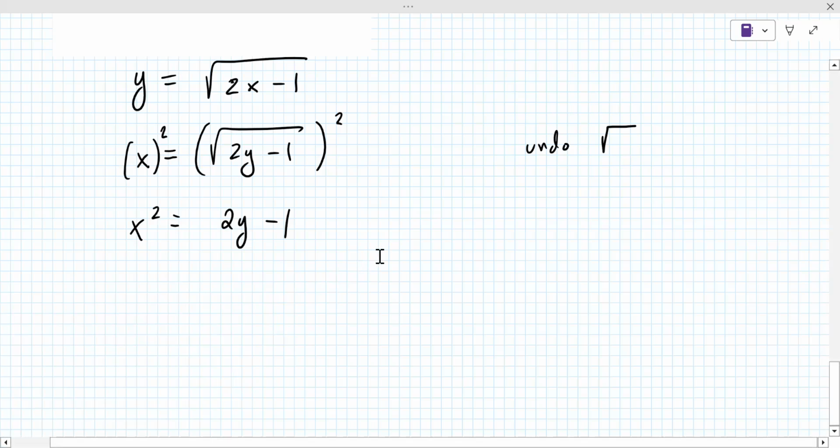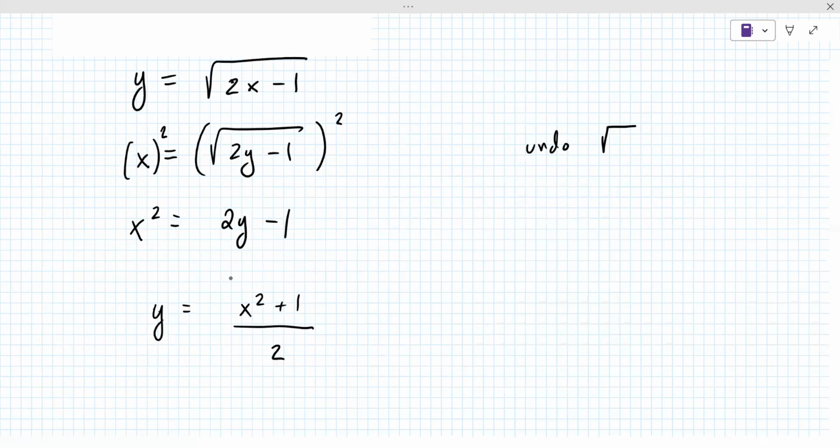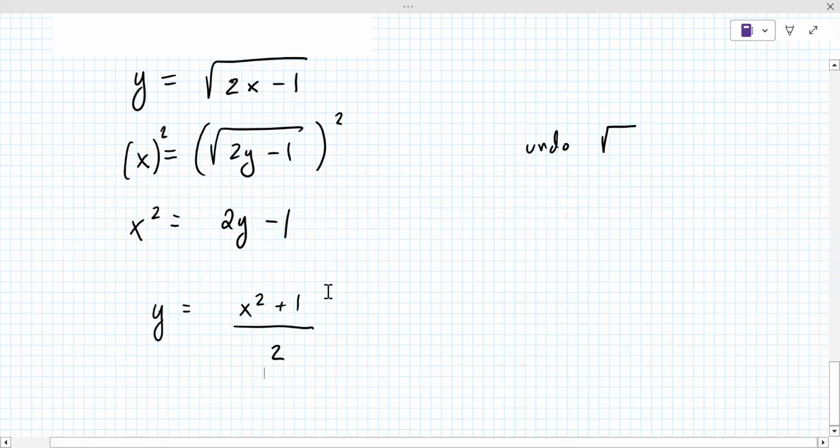So when I got it by itself, I got x squared plus 1 over 2 equals y. All over like that, x squared plus 1 over 2. Yeah. Okay. Can you go to Desmos and graph this for us?